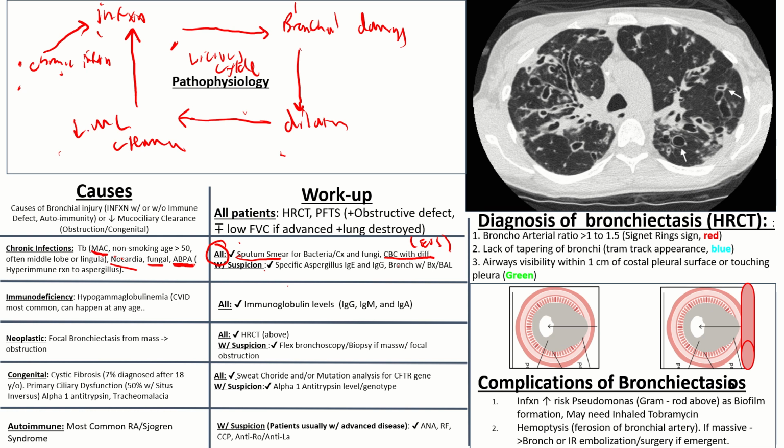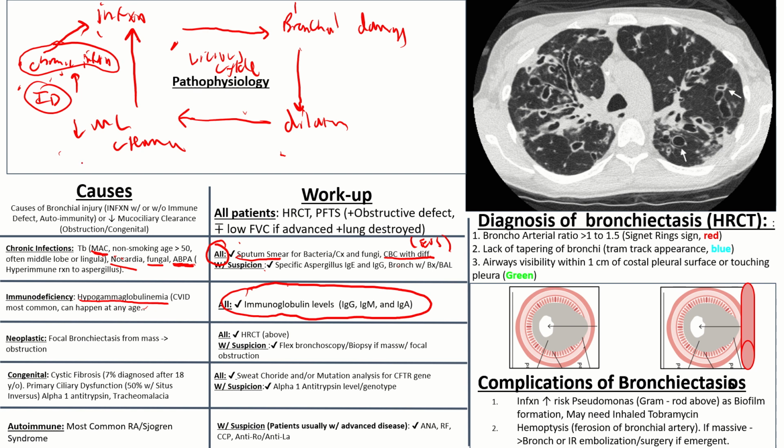And kind of on the same thing here, immunodeficiency is going to increase your risk for chronic infections. So that's another thing you want to work up as well. Most commonly is going to be hypogammaglobulinemia from common variable immune deficiency disorder, which can happen at any age. It can be acquired. It can happen in your 20s, 30s. You want to check immunoglobulin levels to make sure you screen for that. That could be a reason why this patient's getting recurrent infections.